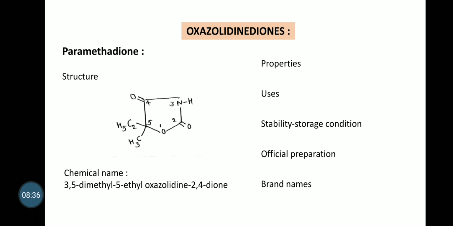Dione means 2 oxy groups are present. You have to just remember the positions, that is 2 and 4. Trimethadione. Paramethadione has 4 methyl groups present, but 4 methyl groups are difficult to get attached. Therefore at the 5th position you have shown 1 ethyl group.